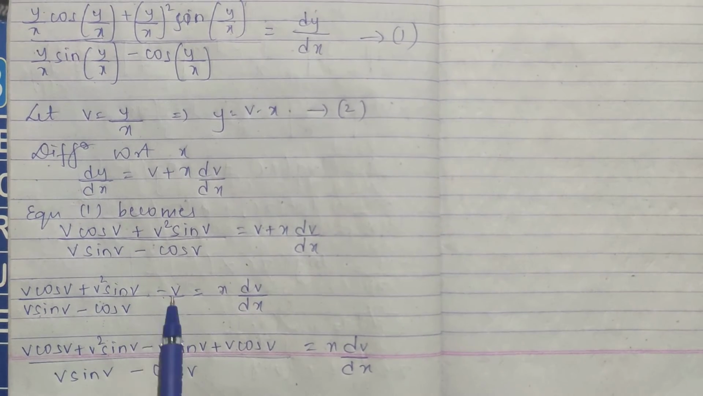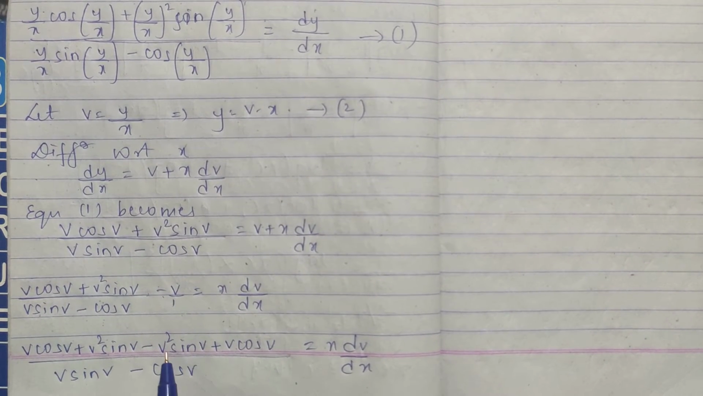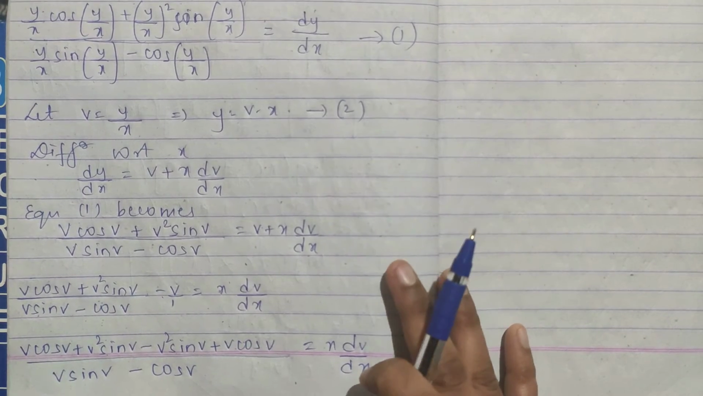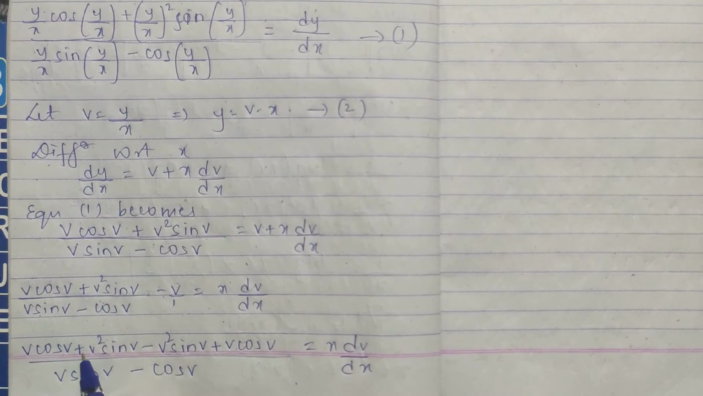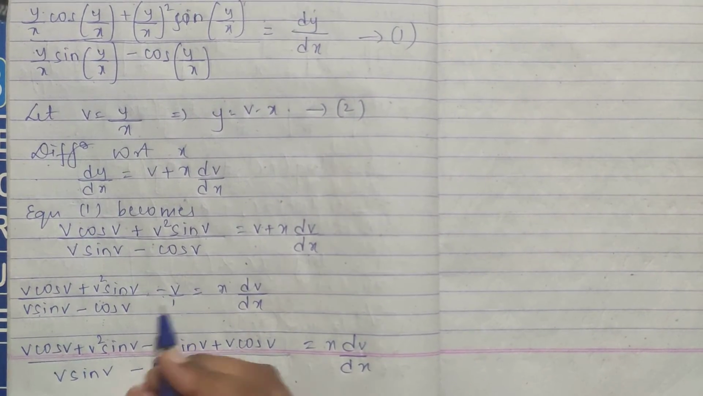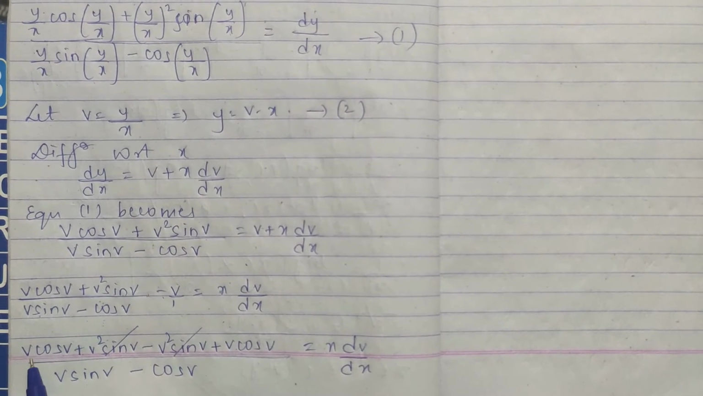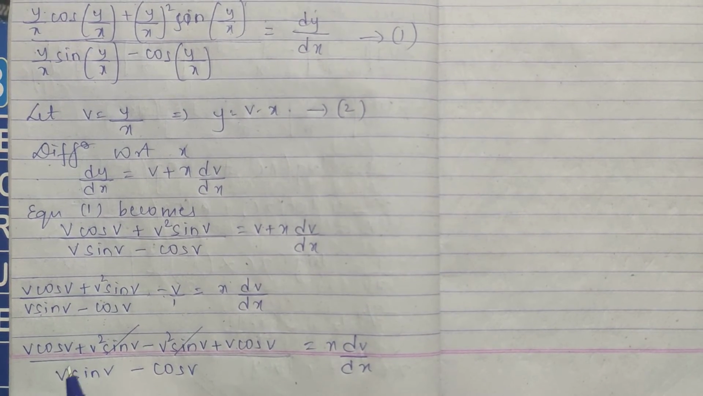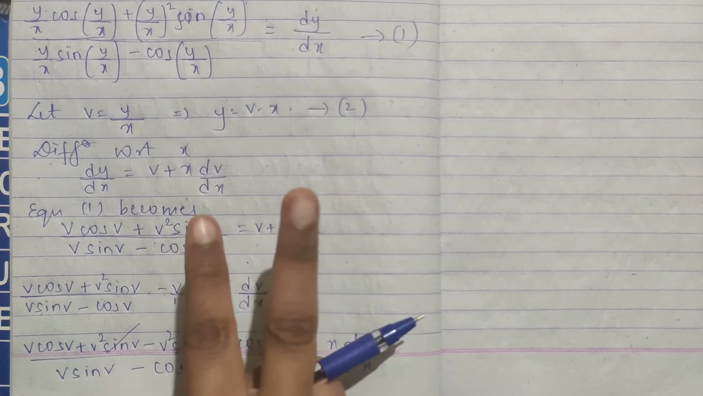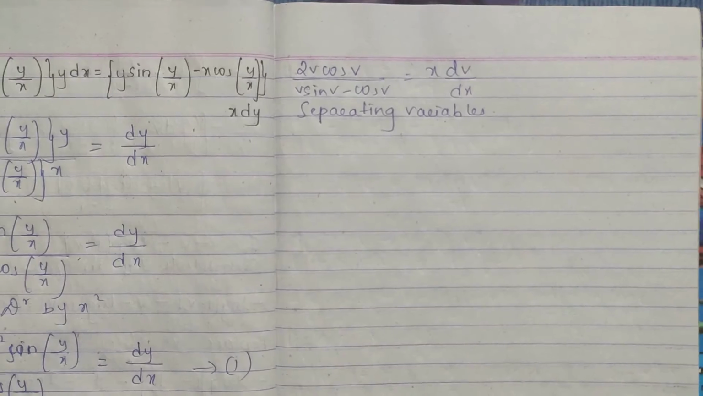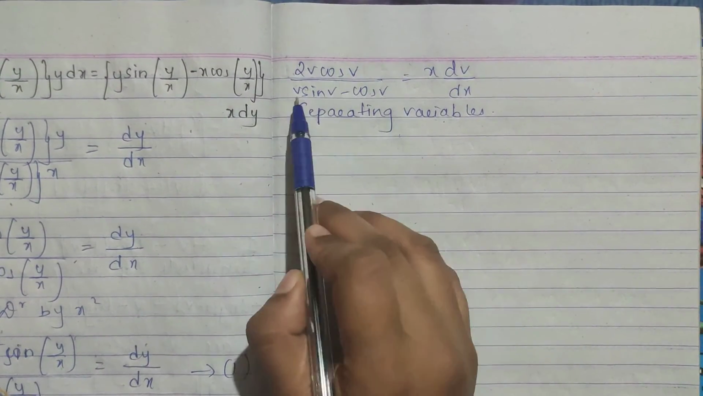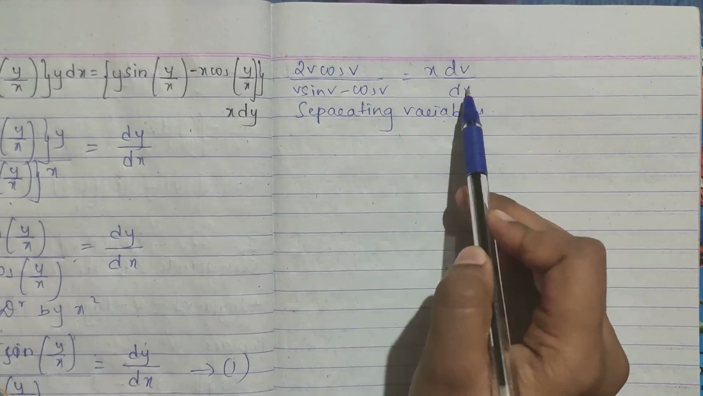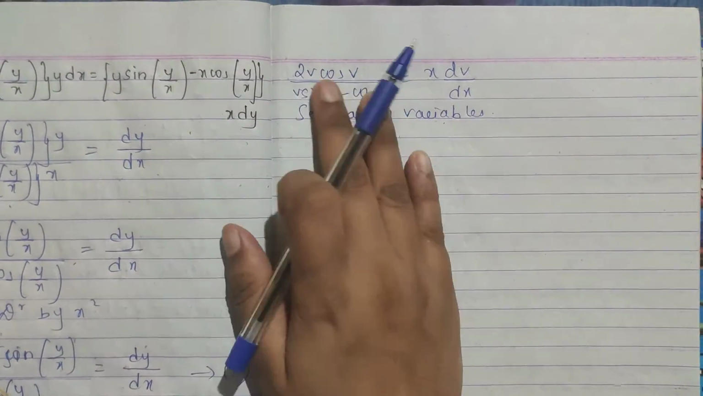Please, I have done this directly. Again, 2-3 steps are skipped, because the LCM part is very easy. See, plus v square minus v square sin v gets cancelled. You will have v cos v plus v cos v, so it is 2v cos v. So we will get 2v cos v divided by v sin v minus cos v is equal to x dv by dx. The v part is here, dv by dx.